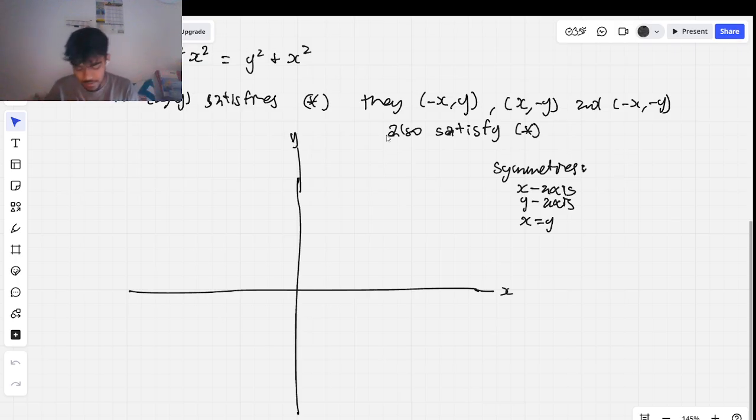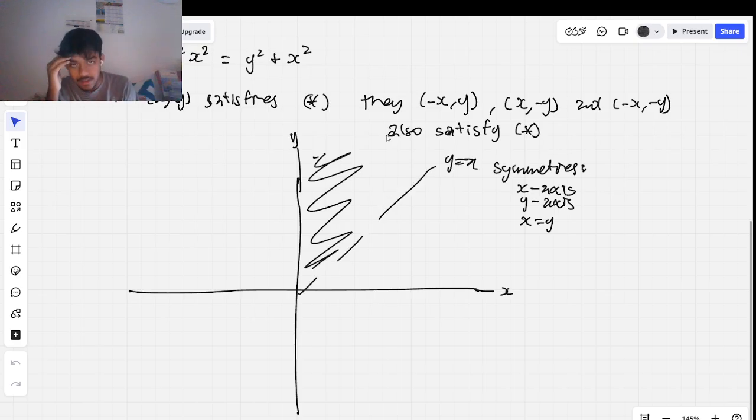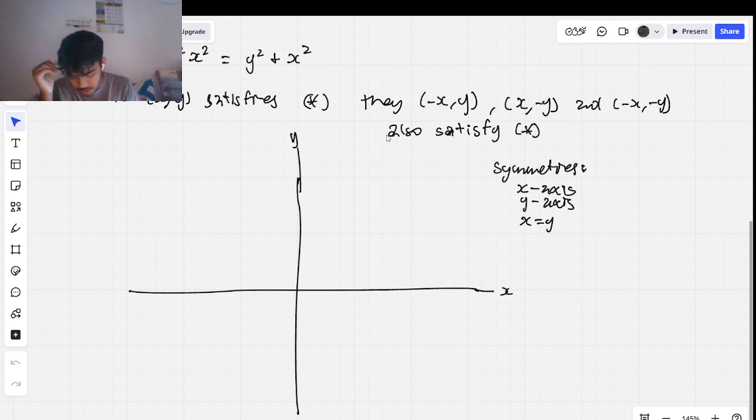I guess this is very important because if I know how the graph looks like here between y equals x and the y-axis, I automatically know how the graph will look everywhere else. So just to recheck what the question is. Okay.